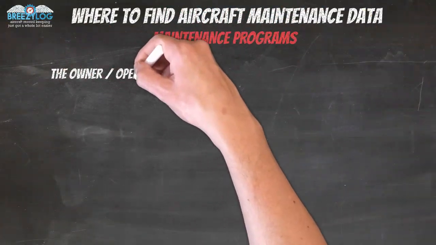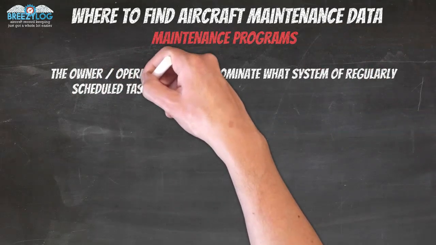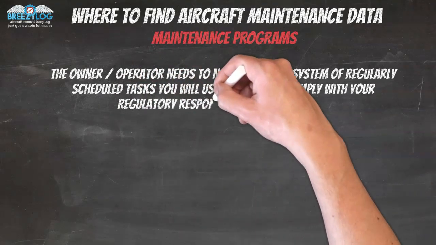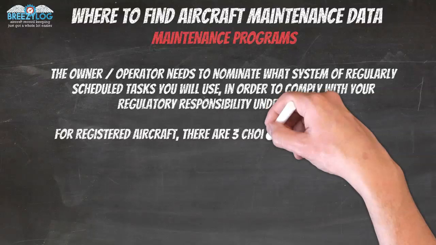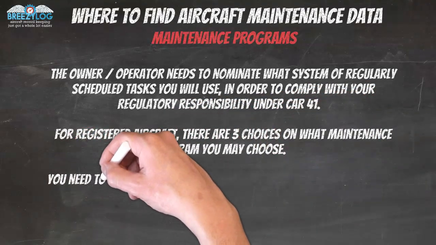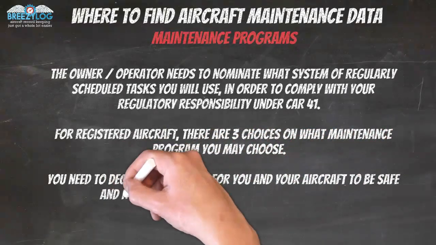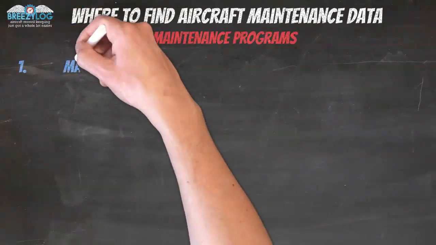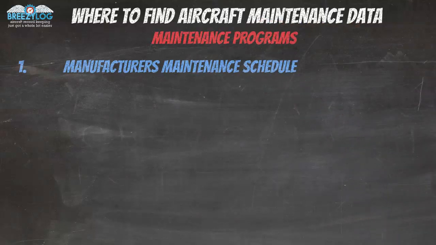Maintenance programs. The owner-operator needs to nominate what system of regularly scheduled tasks you will use in order to comply with your regulatory responsibility under CAR 41. For registered aircraft, there are 3 choices on what maintenance program you may choose. You need to decide which is best for you and your aircraft to be safe and reduce excessive costs due to over-servicing. The first choice is the manufacturer's maintenance schedule.